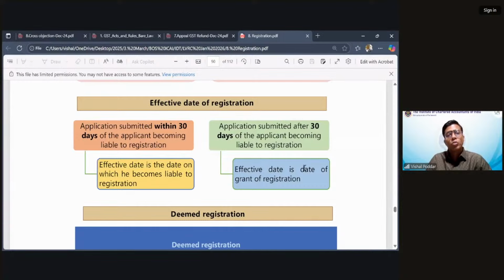But the person who was compulsorily required to get registered, that is, who crossed the section 22 threshold or who is covered in any of the specified transactions of section 24, for them, if you remember, we just studied that they have a 30-day window. Now, if they have made an application within that 30-day window, then whatever time it takes to get the registration, their effective date of registration is the first day. First day means the date on which they became compulsorily liable to register. So let us say that date is today. Today is 30th of October.